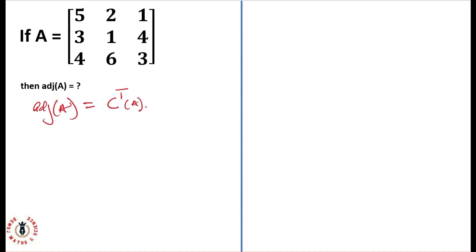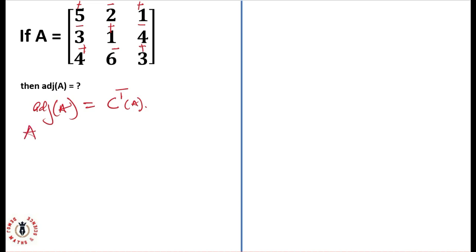First thing we're going to do is to look for the minors of this matrix, and then we'll find the cofactors simply by attaching signs to the minors. The signs we're going to attach: for 5 it is positive, 2 is negative, 1 is positive, and here I'll have negative, here positive, here negative, here positive, negative, and here positive. Let's look for the cofactor of 5.